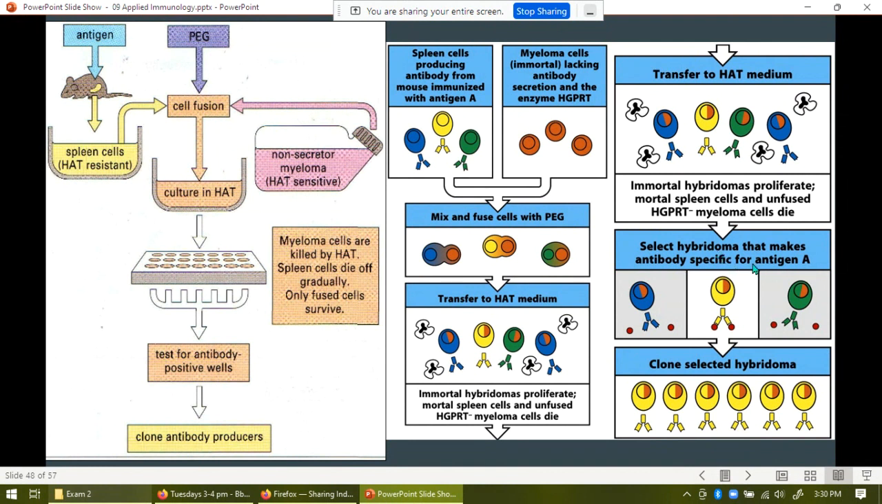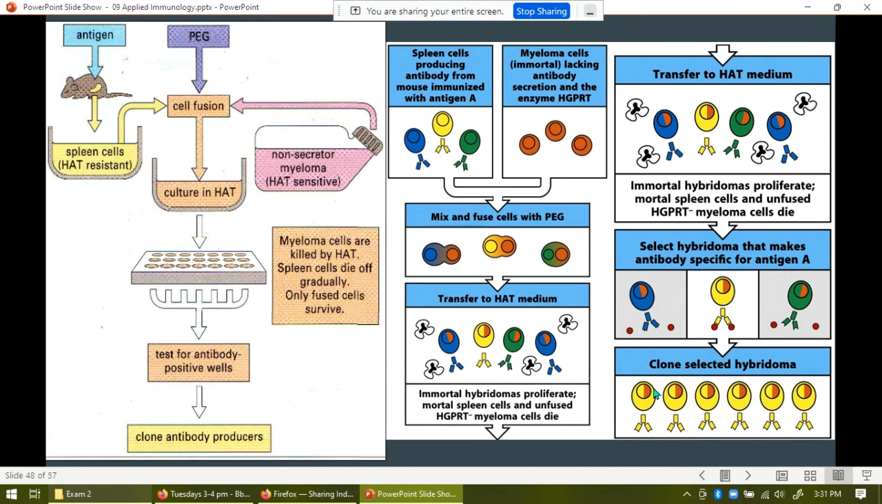So you test it for reactivity with antigen A, and you can do that using an ELISA. You can do that using a precipitin assay. You can do that with a Western blot. You can do however you want to test for the antibody. You've got to test for it. And then once you figure out which cells are making the antibody that you want them to make, you clone them and make millions and millions or billions of them in giant bioreactors.